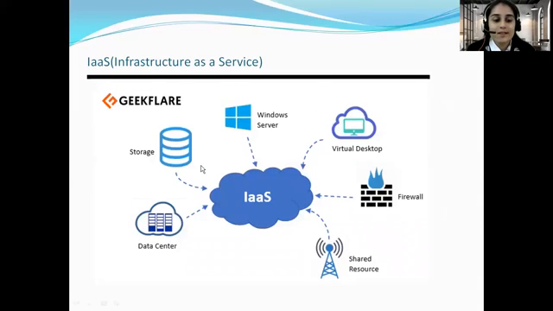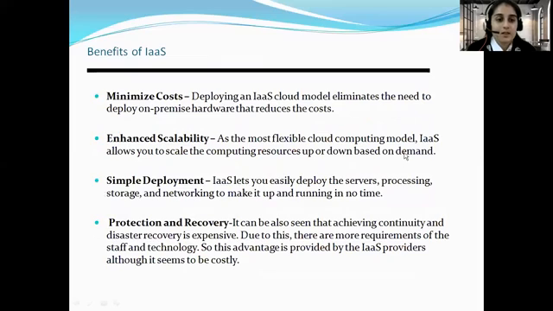Various IaaS providers give storage, Windows Server, and virtual desktops for our organization. Benefits of infrastructure as a service are: they minimize the cost. Deploying an IaaS cloud model eliminates the need to deploy on-premise hardware, which reduces the cost. Enhanced scalability, and simple deployment. It lets you easily deploy the servers, processing, storage, and networking, so you make it up and running in no time. Protection and recovery.